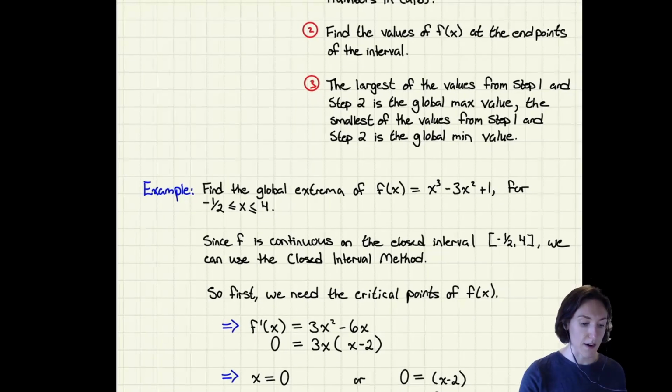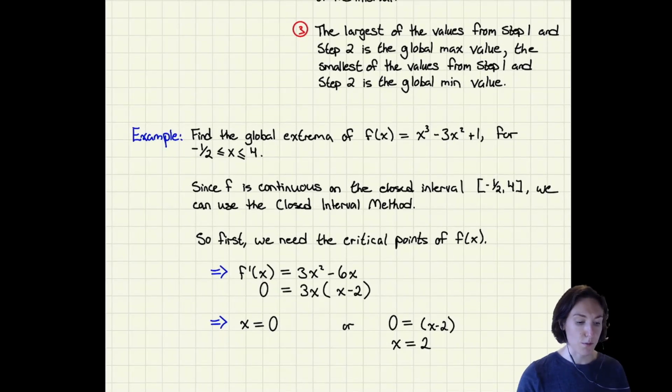And I give one example here. One of your assignment questions is very similar to this. You have a function, and it says find the global extrema, and I think it's between -5 and 5 or something. So very similar example. We first say that, okay, since this is a polynomial, we know it's continuous throughout this entire interval, so we can use this closed interval method.